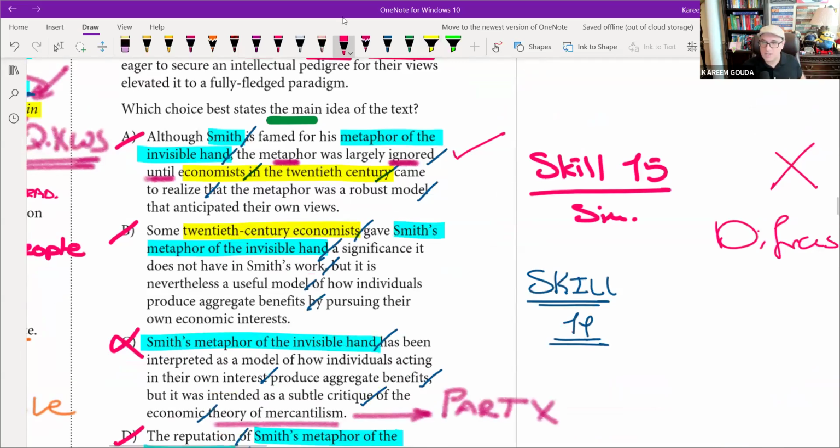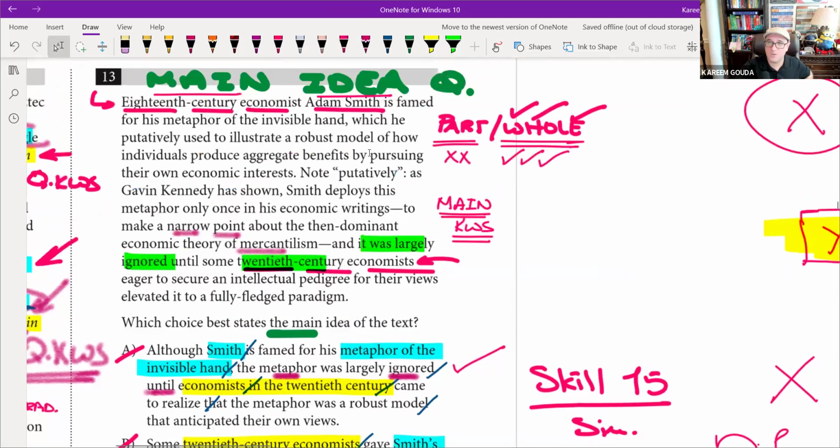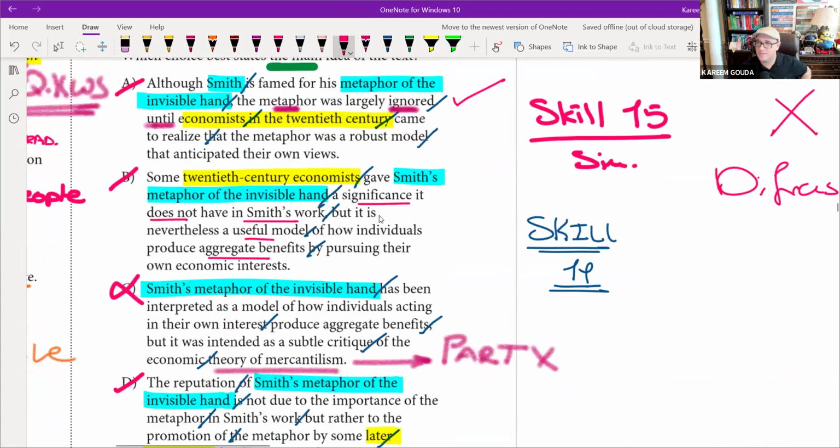B, some 20th century economists gave Smith's metaphor of the invisible hand a significance it does not have in Smith's work. Okay, so it wasn't significant in Smith's work. I think that works because we said that it was just narrow. That works. But it is nevertheless a useful model of how individuals produce aggregate benefits by pursuing their own economic interests. A robust model of how, okay, it could work, so let's leave B.